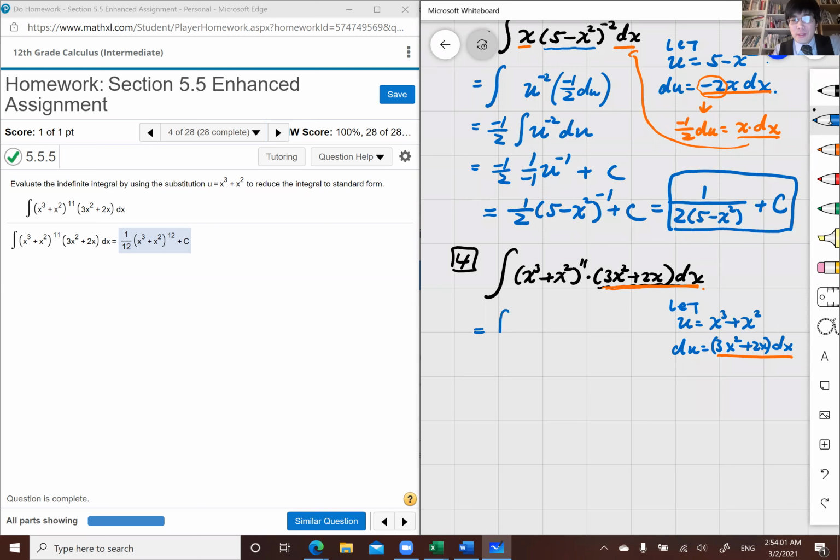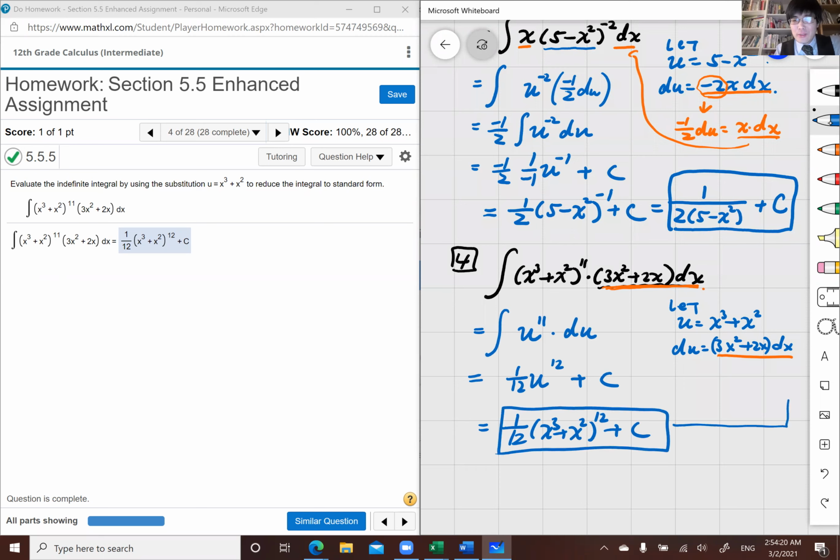So it is u to the 11 du. So the answer is going to be u to the 12th over 12 plus c. 1 over 12 times (x cubed plus x squared) to the power of 12 plus c. Okay. So again, try to check your answer by differentiating this one. If you practice this by checking many times, you probably will be able to integrate this one without writing down the u substitution steps. You probably can see it from this one to directly get to here.